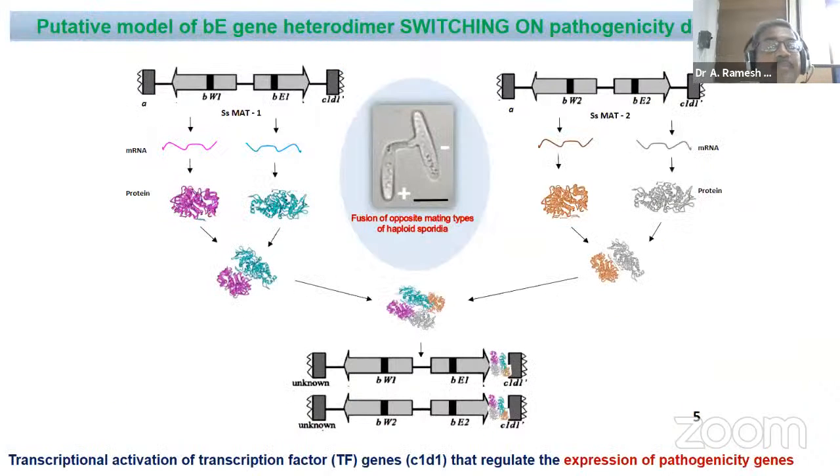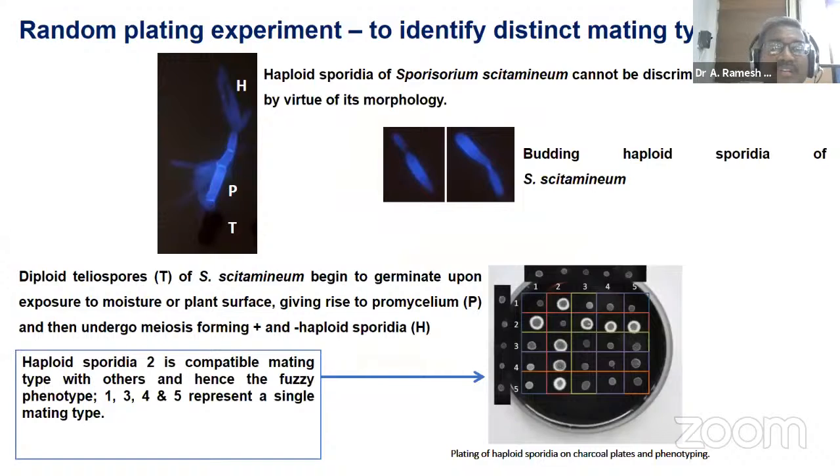So this is a putative model which depicts the BE gene. This is the core switch, I would say, which triggers the pathogenicity during the fusion of MAT1 and MAT2, and the fusion leads to a heterodimer, the E and W heterodimer, which triggers the pathogenicity. Well, we tried to characterize or isolate the MAT1 and MAT2 by way of classical and molecular approaches.